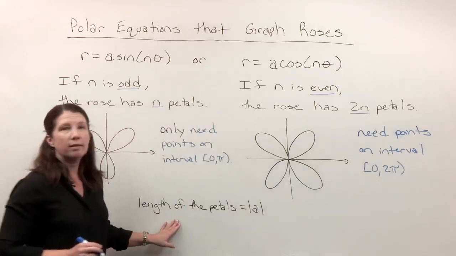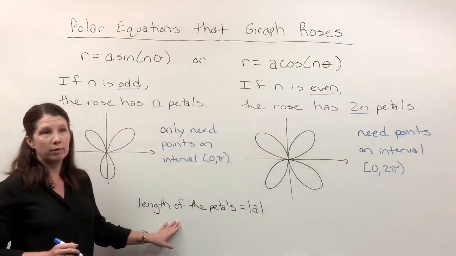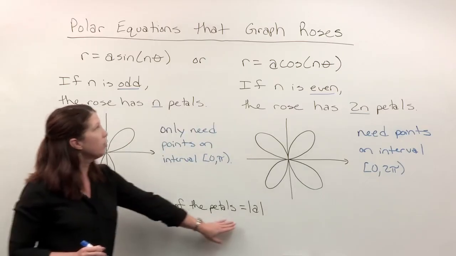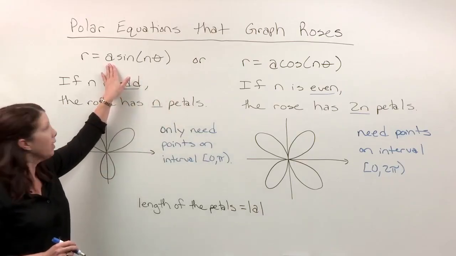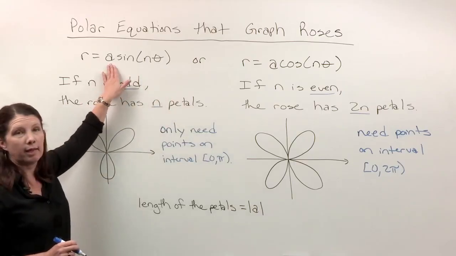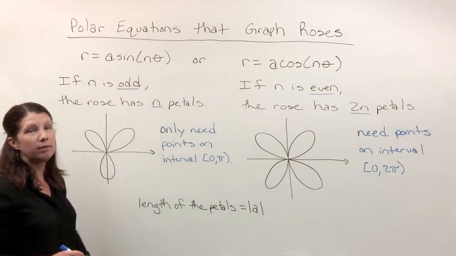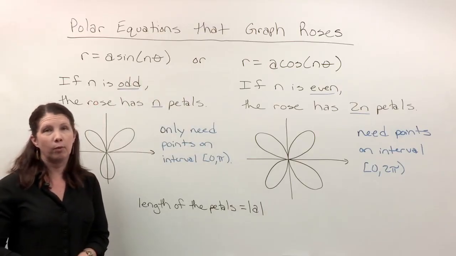In either instance, the length of the petals will be equal to the absolute value of a. So this will tell you how long each of the petals is in length. Now let's look at an example of how to graph a rose.